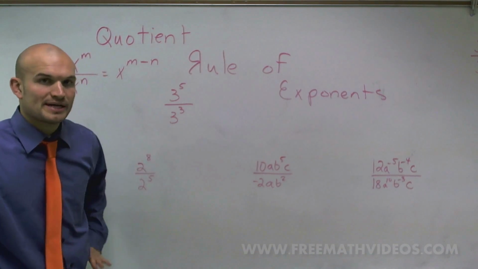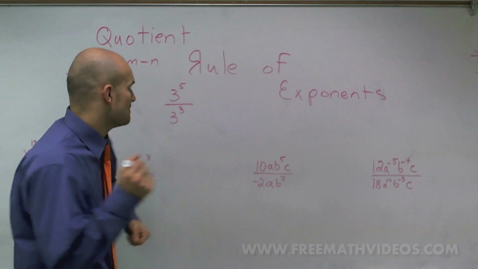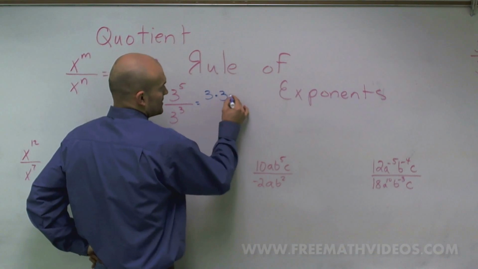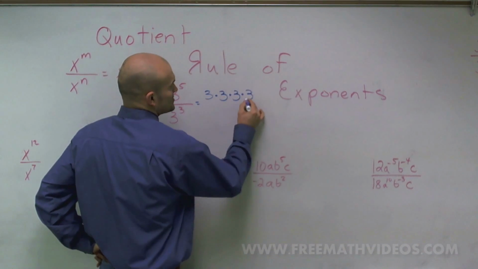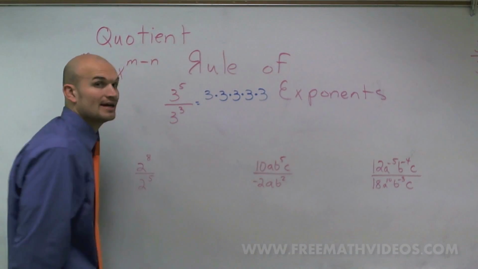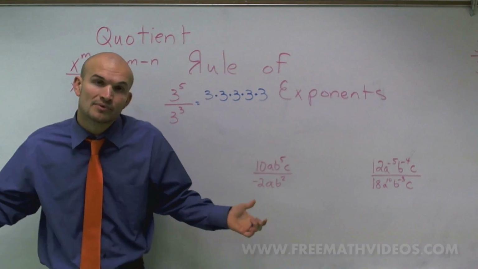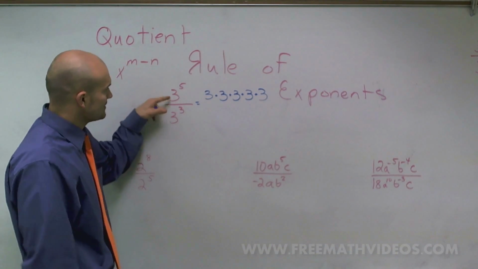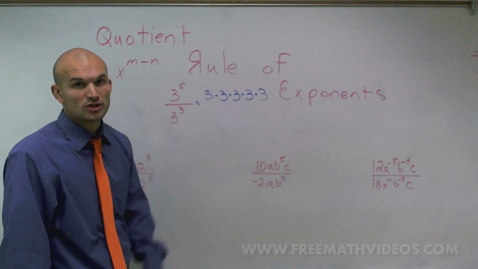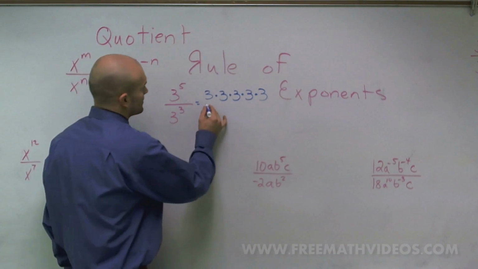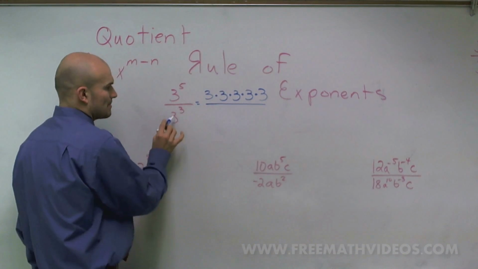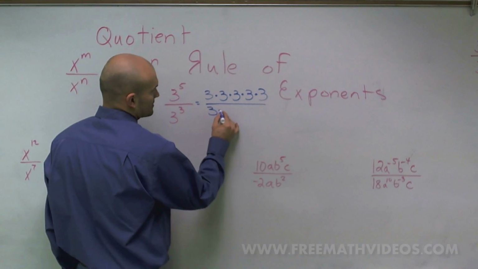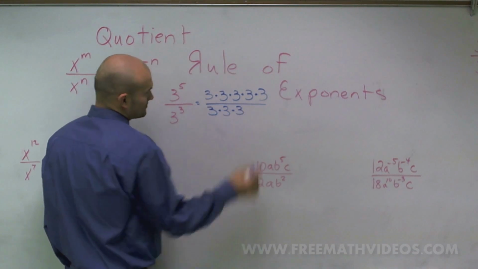Let's say we have 3 raised to the 5th power. That means the representation of that would be 3 times 3 times 3 times 3 times 3, right? Now that's going to be a big number. I don't know what that number is, but we don't need to know what that number is to solve this problem. Just understand that 3 to the 5th power is 3 multiplied by itself 5 times, correct? Well, what if I want to divide that by 3 multiplied by itself 3 times? So that'd be 3 times 3 times 3.